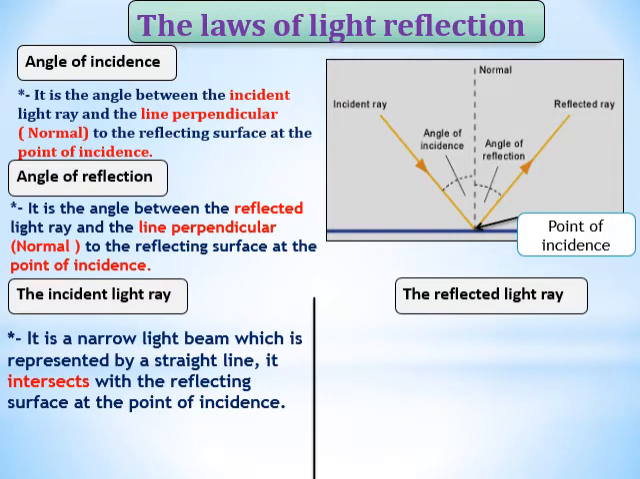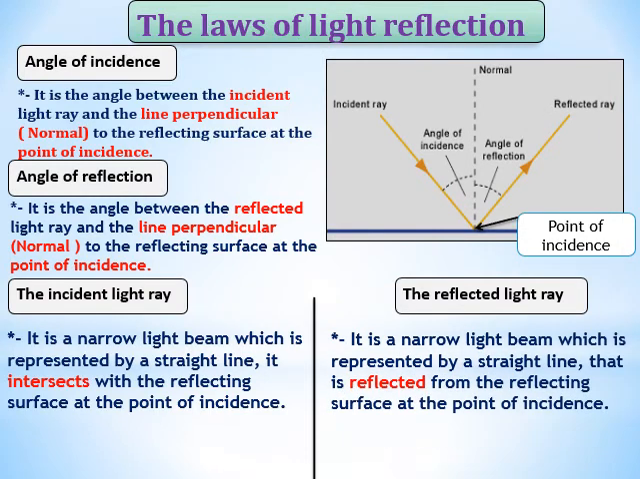Now the reflected light ray is also a narrow light beam represented by a straight line that is reflected. So the incident light ray intersects, or falls, on a reflecting surface. But for the reflected light ray, I can't say intersect or falls; I must say it is reflected from a reflecting surface at the point of incidence. Okay, these are the concepts in light reflection that you must know very well. Agreed? There is nothing difficult in these concepts.